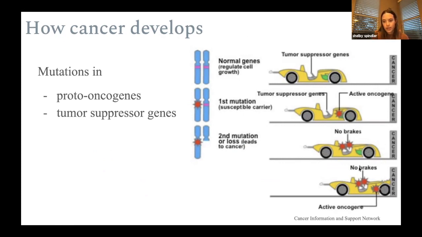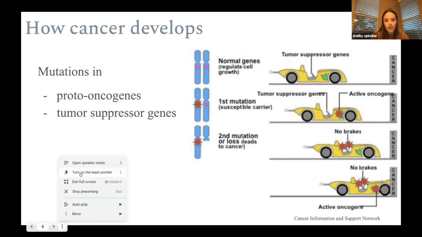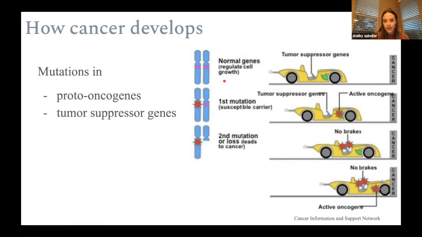So over here, this is a great analogy using a car. So up here we have our normal genes. They regulate cell growth and they are all good, but then if we have a mutation in one of the genes, let's say the proto-oncogene, then it becomes an active oncogene after that. Then that means we no longer have the acceleration, and let's say we have a second mutation that occurs, and in this case, that's going to lead to cancer.